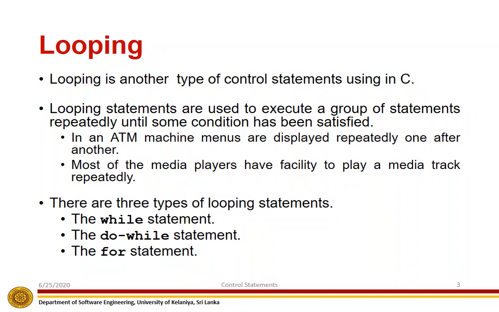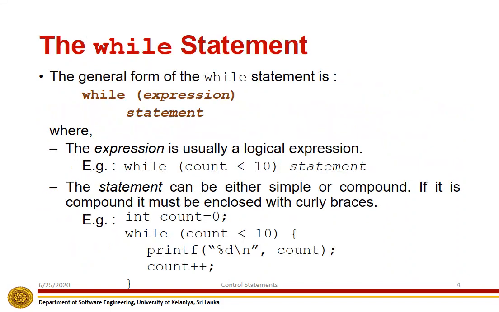There are three types of looping statements in C language: while, do while and for. In the Fundamentals of Algorithms lecture, part 2, we discussed these looping structures as repetition structures. Here we are going to discuss how those repetition structures, or looping structures, are applied in C programming. The first one is the while statement.